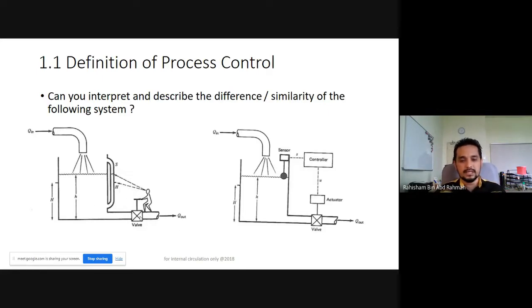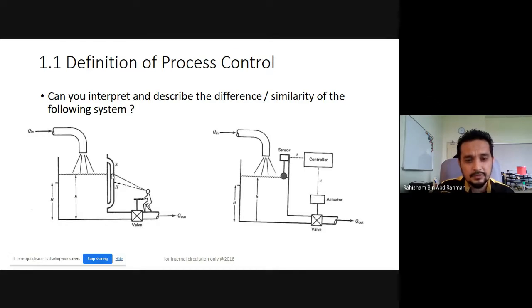Q is a flow rate going out. So we want to maintain this oil in the vessel at a certain height. That's why the value of the output at this stage needs to be balanced with the incoming input. So what we'll do here, we have a manual system, and a human being looking at the level here.